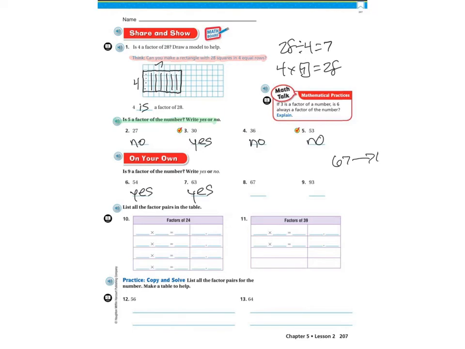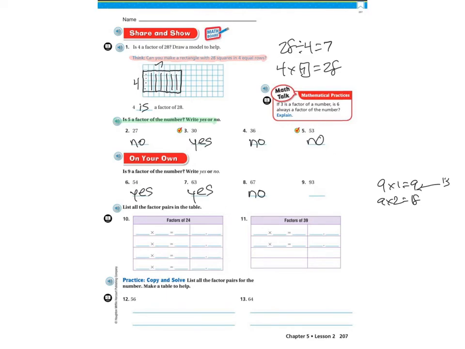67, 6 plus 7 equals 13. So is 13 divisible by 9? No, it's not. Now, if you're not sure, let's go back to our multiples. 9 times 1 equals 9. 9 times 2 equals 18. So 13 is right in there. And guess what? Not a multiple. So we're going to say no.